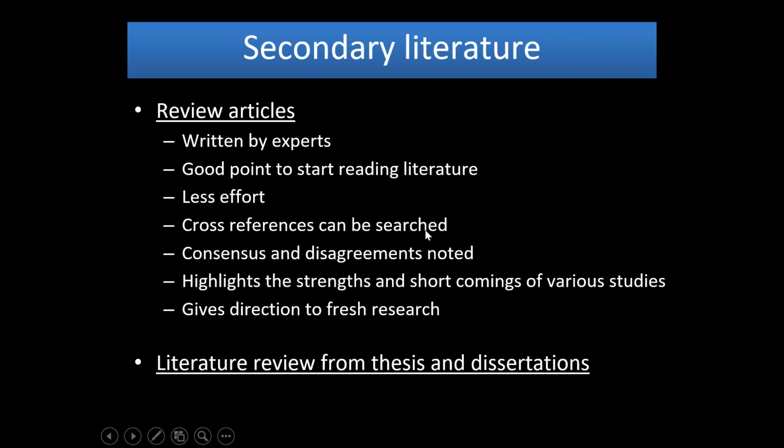I can see the reference list in that article, and I will try to find the original articles from there. Then they have discussed where there must be consensus and disagreements. They highlight the strengths and shortcomings of each study. So my job becomes a little easier. From a review article, I can move on to searching the primary literature, and I can use that as my parent article, as I call it. So one or two articles you would love to have before you have a research question.